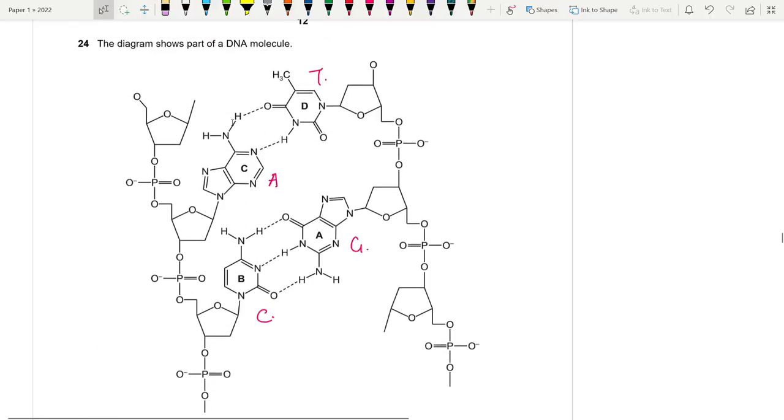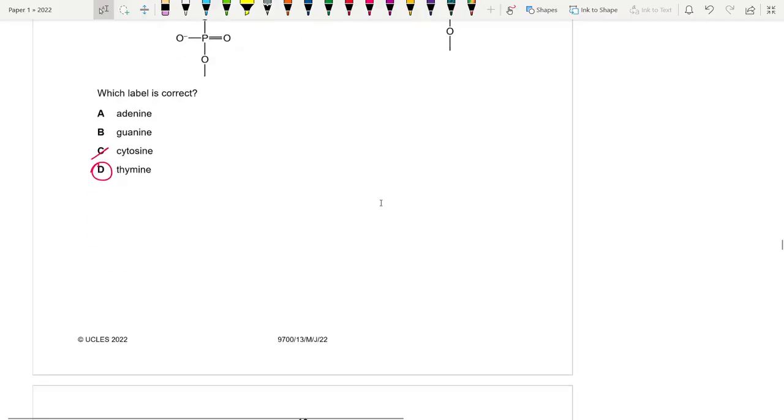Hopefully that makes sense, guys. Double ring structures are purines, adenine and guanine. Guanine has the triple bond, so A is guanine, and C is adenine, a double ring structure, purine with double bond.